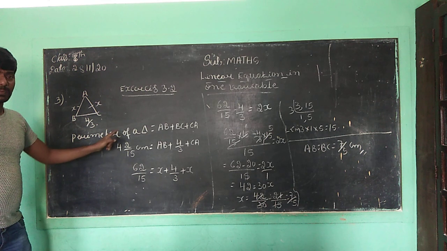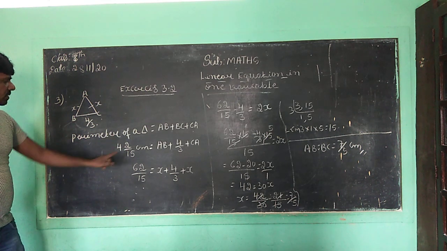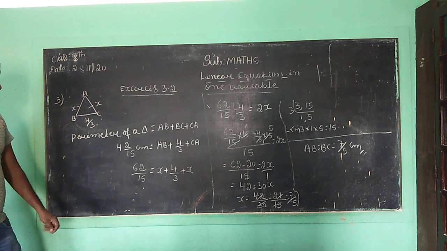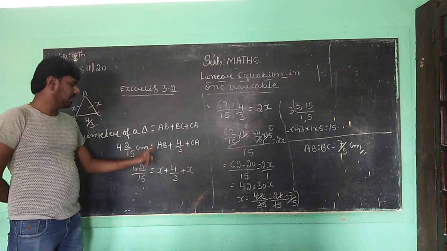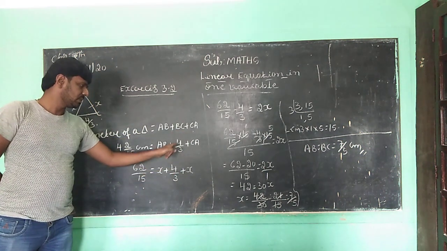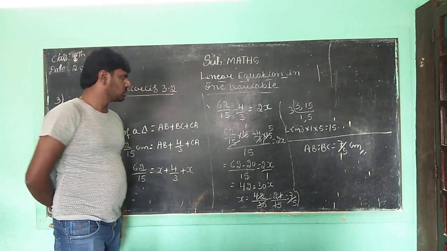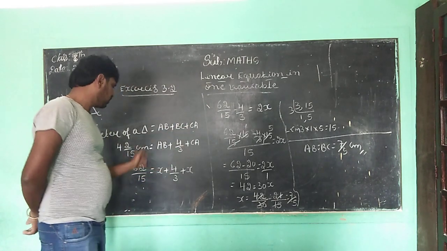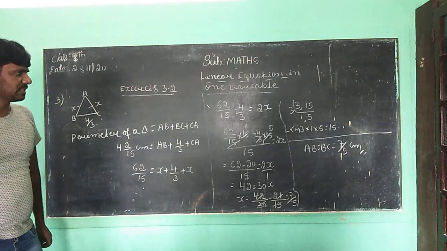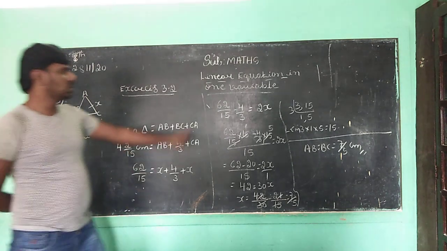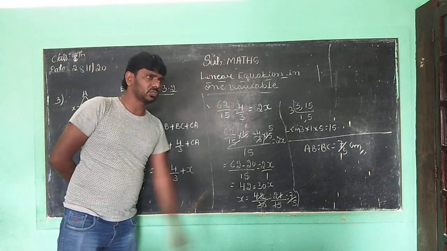This is a mixed fraction. You want to convert it to a fraction. 15 fours are 60 plus 2 is 62 by 15. The AB value is x and the CA value is x, and 4 by 3. 62 by 15 is equal to x plus x, 2x. Children, this plus 4 by 3 will come to the left-hand side as minus 4 by 3. Children, 62 by 15 minus 4 by 3 is equal to 2x.